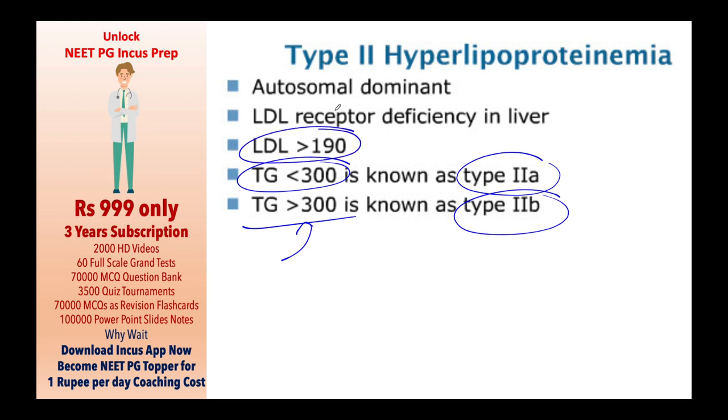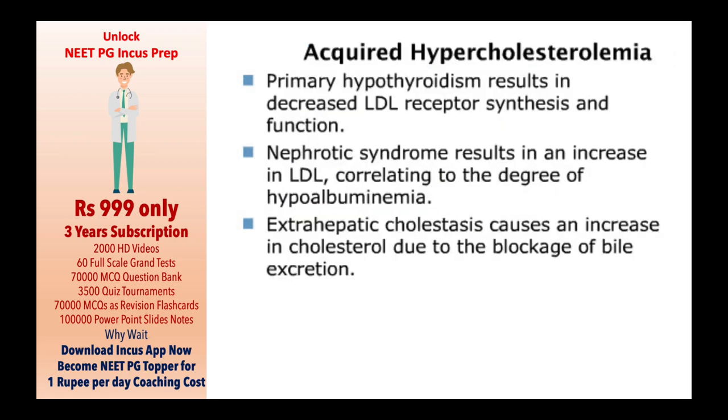And in type 2 hyperlipoproteinemias, it is the LDL receptor deficiency in the liver. That is the underlying problem. Don't forget, autosomal dominant is one of the favorite MCQs of the examiner.